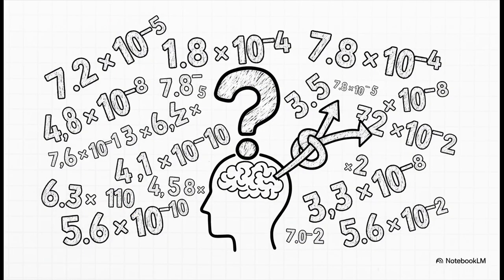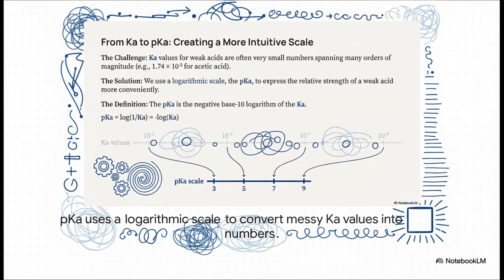So what's the problem with using Ka directly? Well, honestly, the numbers are a total mess. They're often these tiny, clunky values in scientific notation, like 1.74 times 10 to the minus 5. I mean, come on, trying to compare those in your head is just not going to happen. There has to be a better way, right? And thankfully there is. The solution is called pKa. This is where the sheer elegance of logarithms comes into play. By taking the negative log of Ka, we can transform those messy, complicated decimals into a clean, simple scale of numbers that we can actually use. It's just a beautifully simple fix.